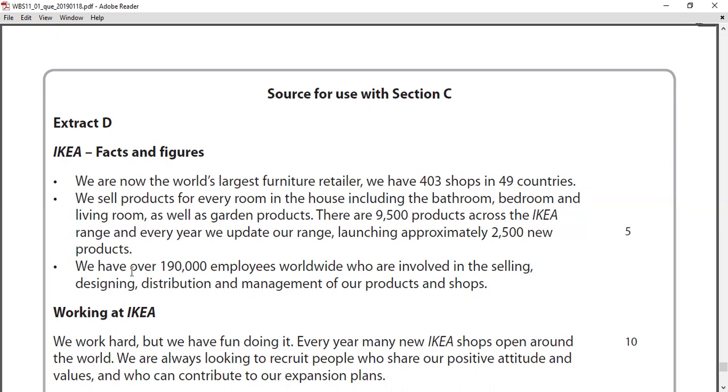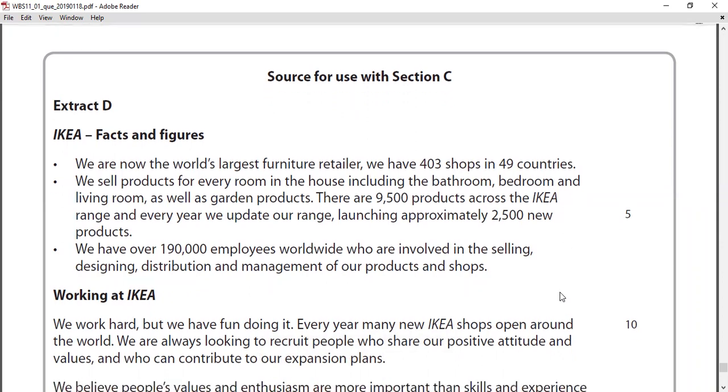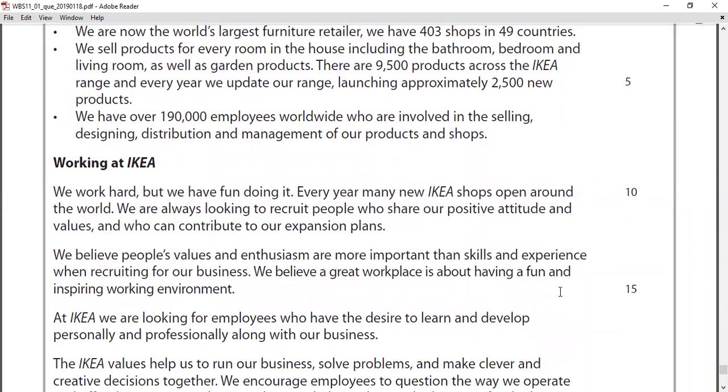And we have an important section. We have 190,000 employees worldwide who are involved in the selling, designing, distribution, and management of our products and shops. So you can underline how many employees: 190,000. Large business, multinational, 49 countries, 403 shops. Okay, facts and figures. Now an important section, working at IKEA.